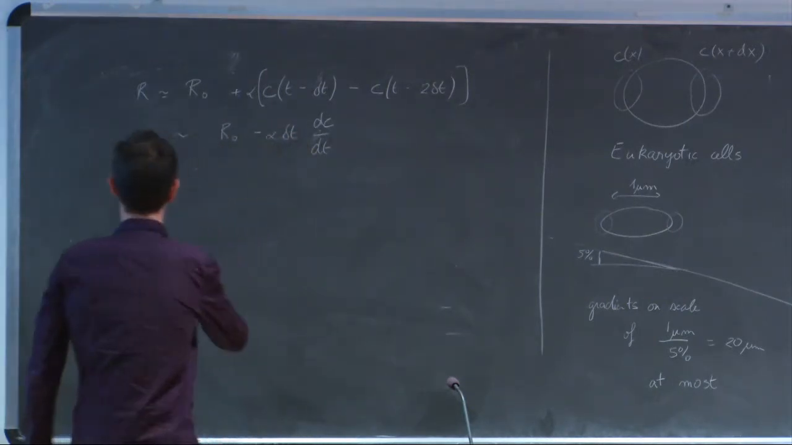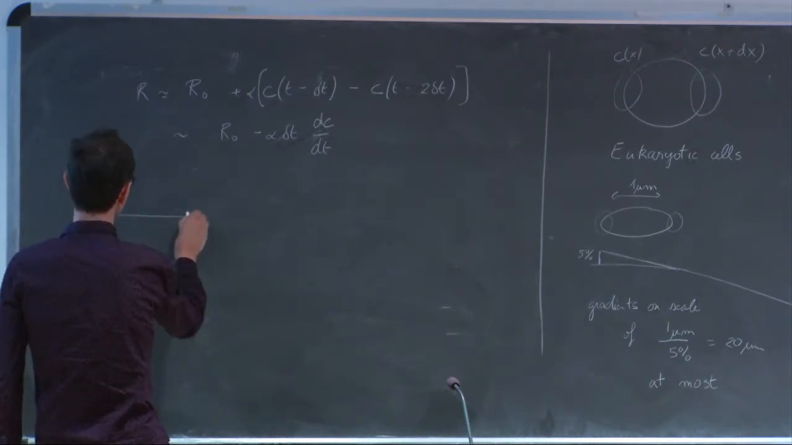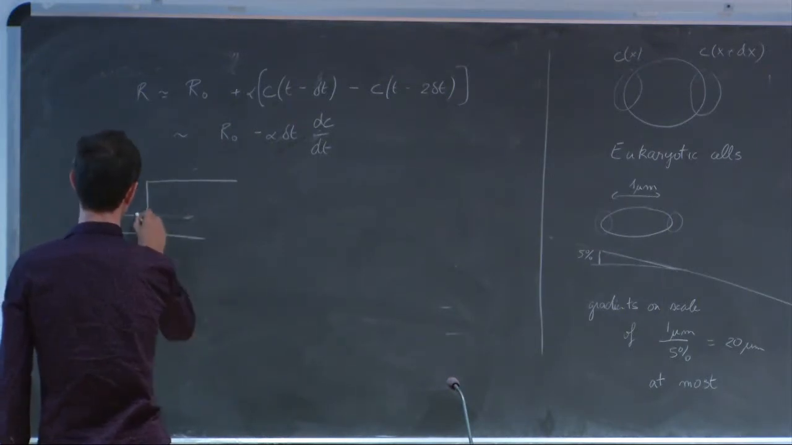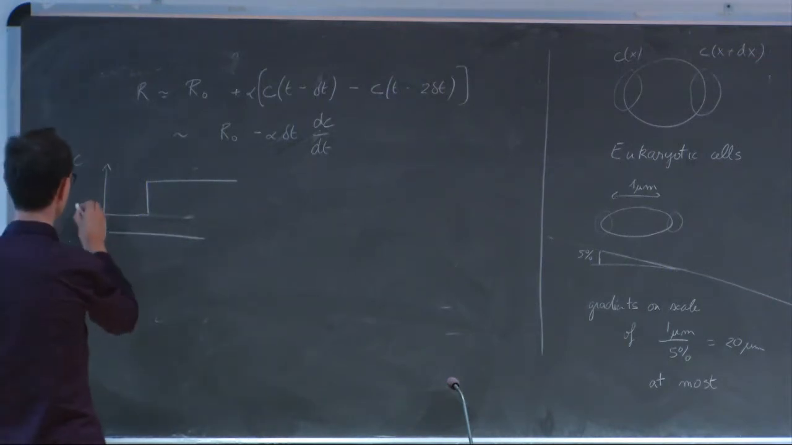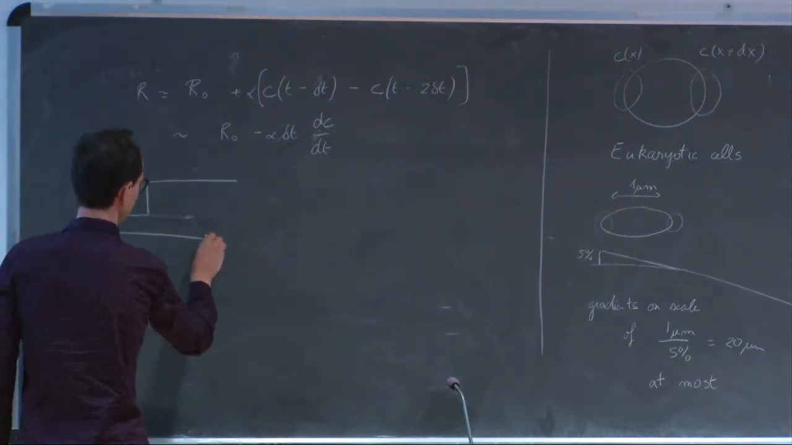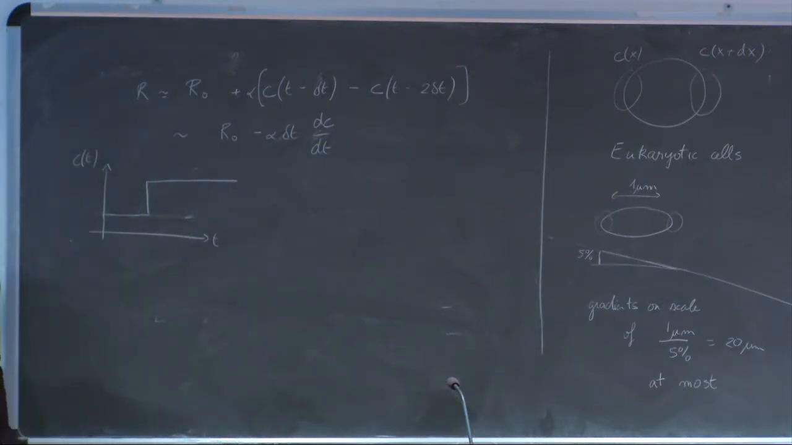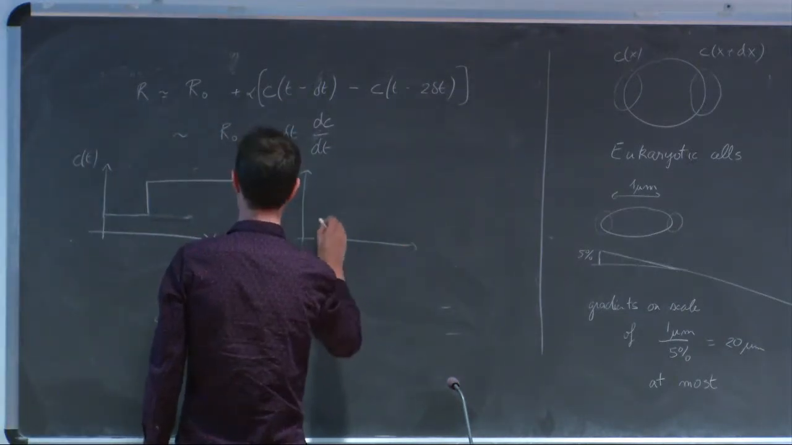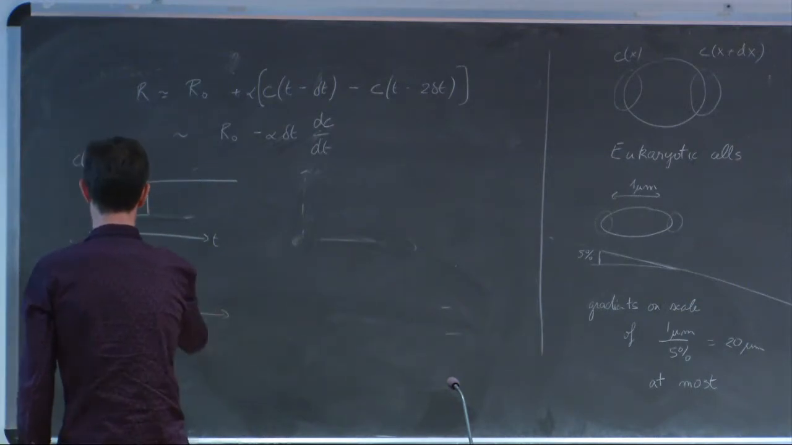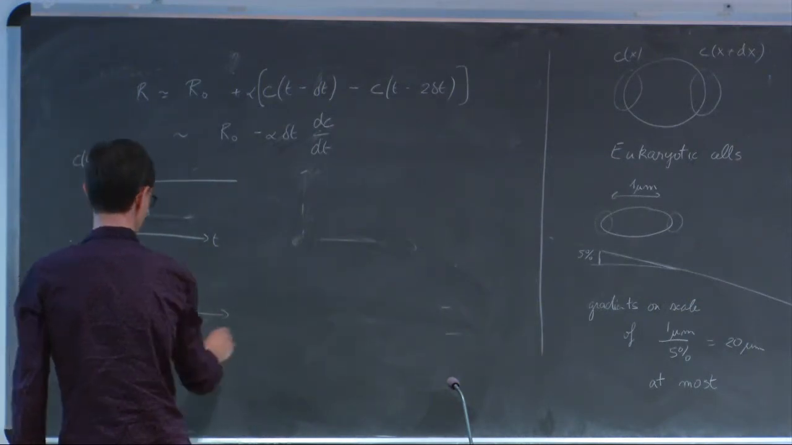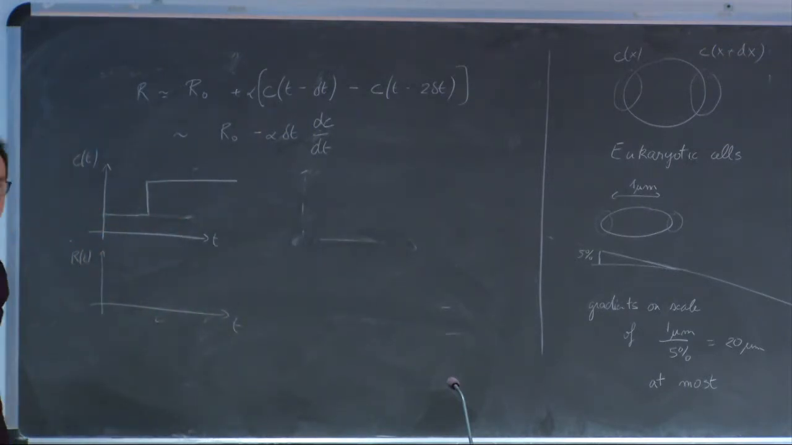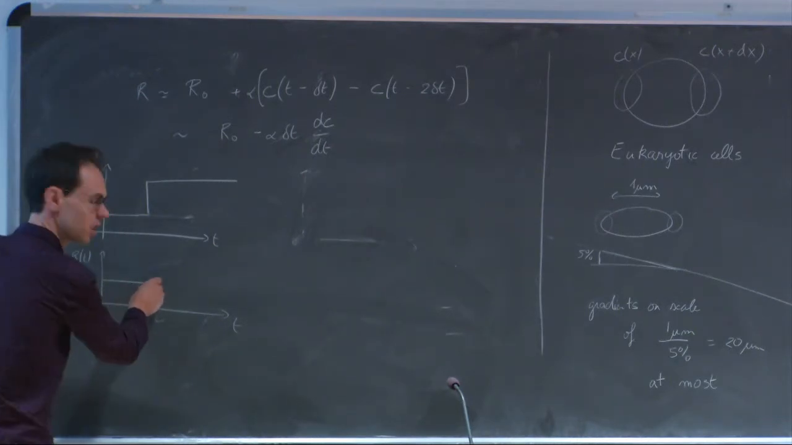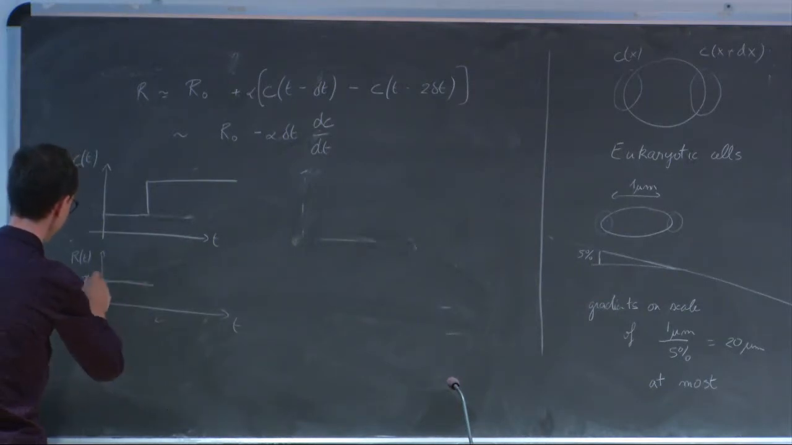So what that means is, let's say instead of putting an impulse, you put this for concentration, some sort of step function. What do you think will happen? Can you predict what the response should be? A delta function, okay. It starts at R0, right? And then what happens?